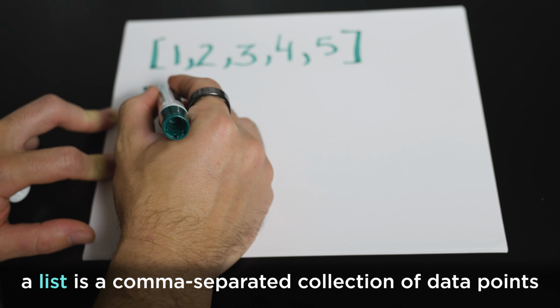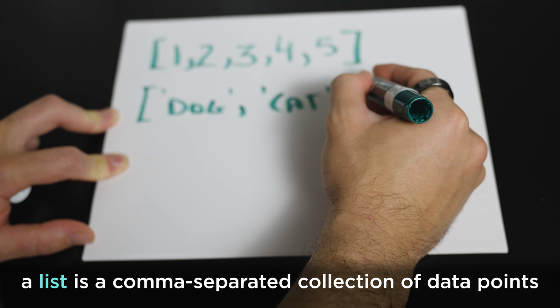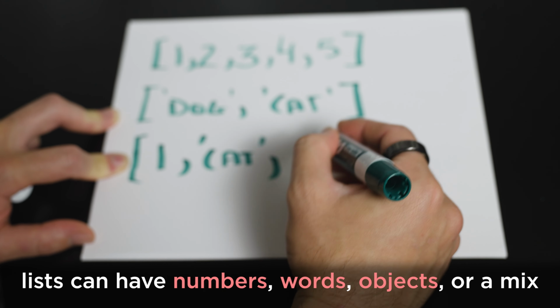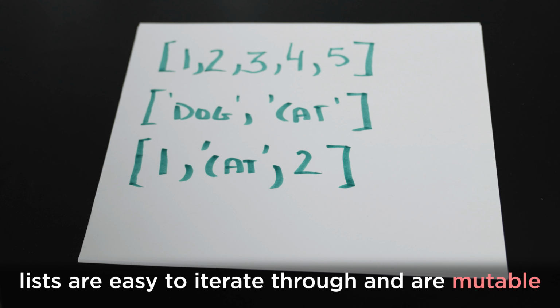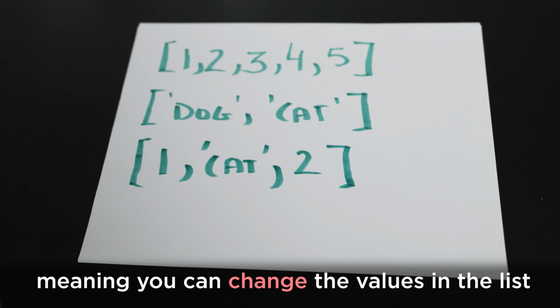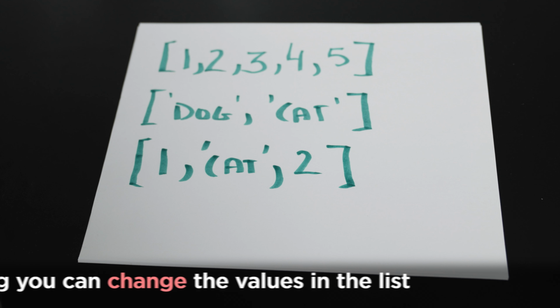A list is a comma-separated collection of different data points. We can have a list of different numbers, words, objects, or a mix of these things in a list. Lists are easy to iterate through, and they're also mutable, which means that we can change the values at each point in the list. Lists can be great if we need to go through and make adjustments to our data at any point. For example, I might put my data into a list if I wanted to clean it up a bit.